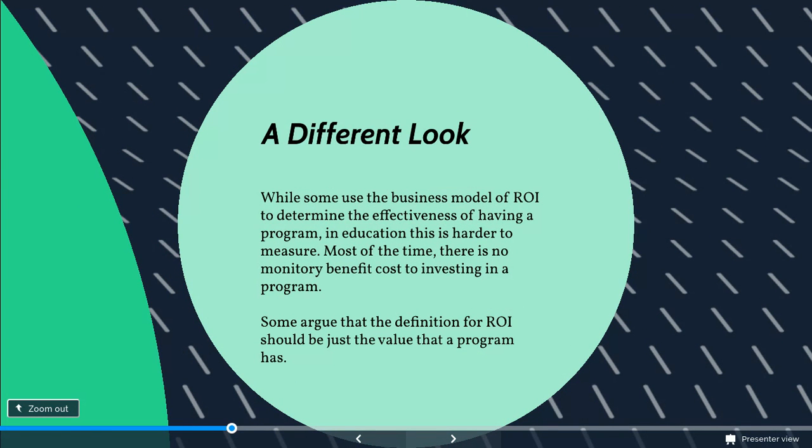You might be able to use the business model, but in education, most of the time, this is harder to measure. In fact, most of the time, there is no monetary benefit to figuring out if you have a benefit cost. You just have what your students are doing in the classroom. So Robert Reiser and John Dempsey, in their book Trends and Issues in Instructional Design and Technology, also gave an alternative definition, which is the value that a program has, and how can we calculate that in terms of education.